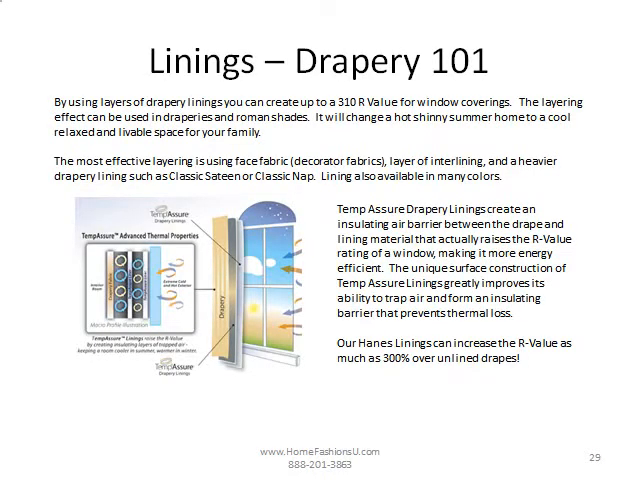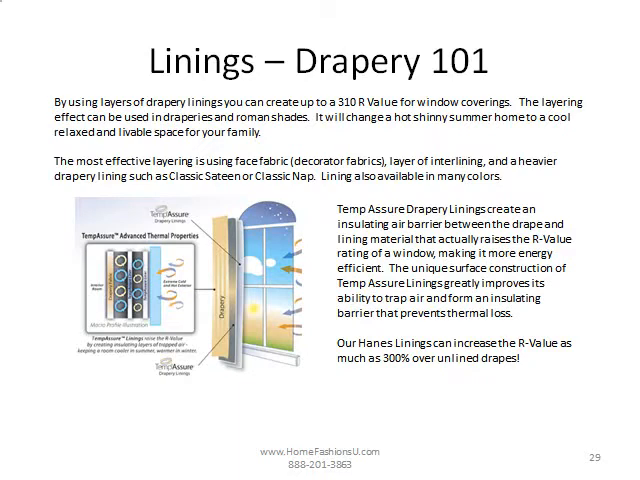Using layers of drapery linings can create up to a 310 R value for window coverings. The layering effect can be used in draperies and Roman shades. It will change a hot, sunny summer home to a cool and relaxed, livable space for your family. The most effective layering is using a face fabric or your decorator fabric, a layer of inner lining, and a heavier drapery lining such as classic sateen or classic nap. Lining is also available in many colors.